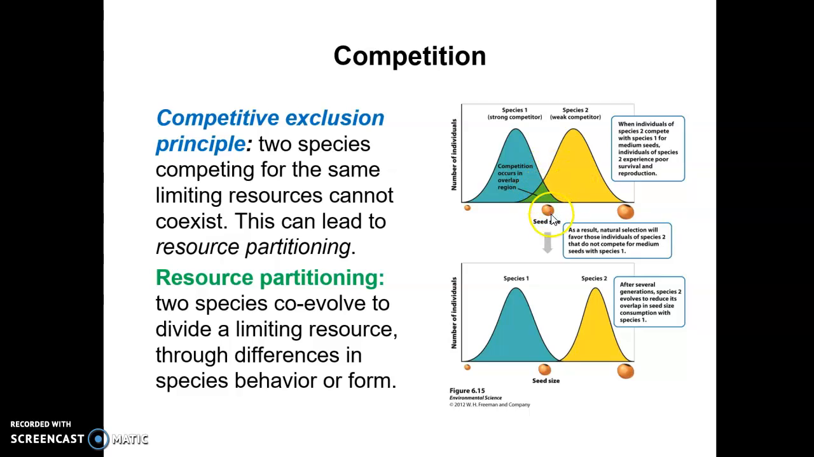So they get the bulk of these medium-sized seeds. And over time, the individuals of the species that dined on the medium-sized seed won't survive as well. Those that eat larger seeds will survive, and then over generations, species 2 will eat predominantly the larger size seeds, and species 1 gets the medium and small seeds.